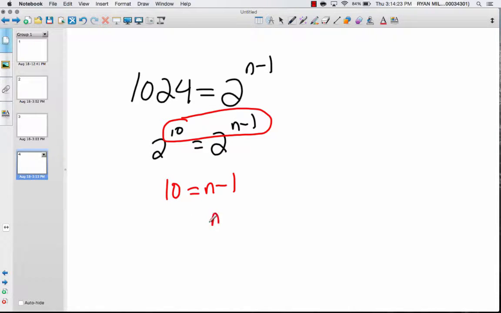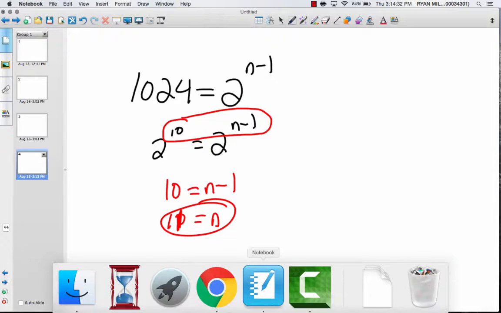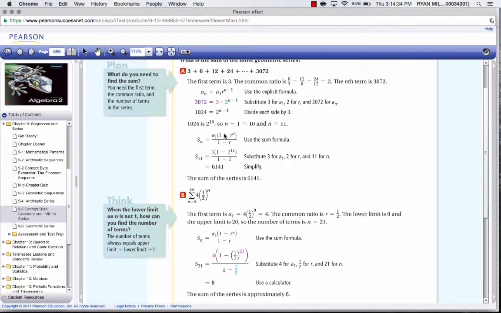So I'm going to add 1. So I have 11 terms. Nope, I didn't add 1. Okay, I have 11 terms. So we'll go back here and see that they also have 11 terms. So they see that n is 11.